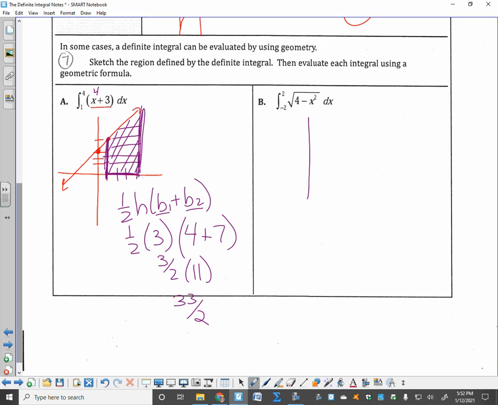Okay, this one, oh, that's that cute semicircle. Radius 2. I'm going from -2 to 2. Well, you just got to know that that's half a circle. So pi r squared over 2. Radius is 2, so that'd be 4 pi over 2, 2 pi.